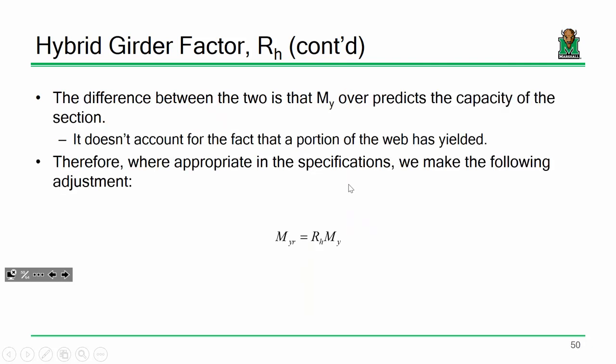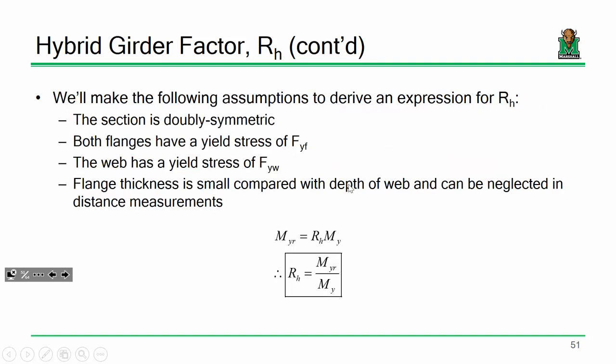So I propose to you that the ratio of that reduced yield moment to the full yield moment is what we call a hybrid girder factor. The idea that you can't reach the full M_y, so you've got to calculate M_y and then reduce it a little bit. And that's where a hybrid girder factor comes into play. Now I'm going to walk you through the derivation. It's a little involved, but I think it's pretty straightforward too.